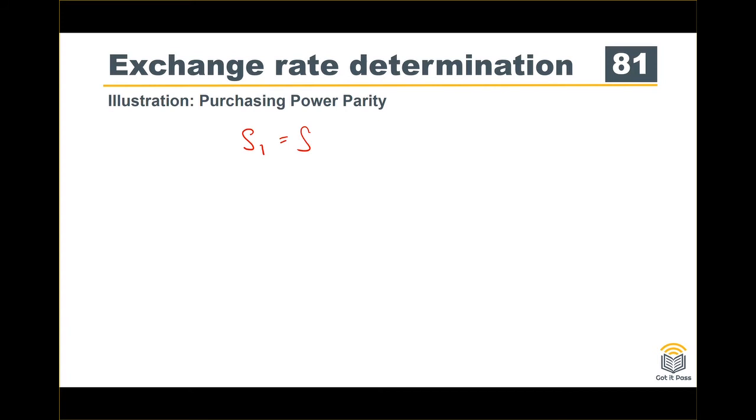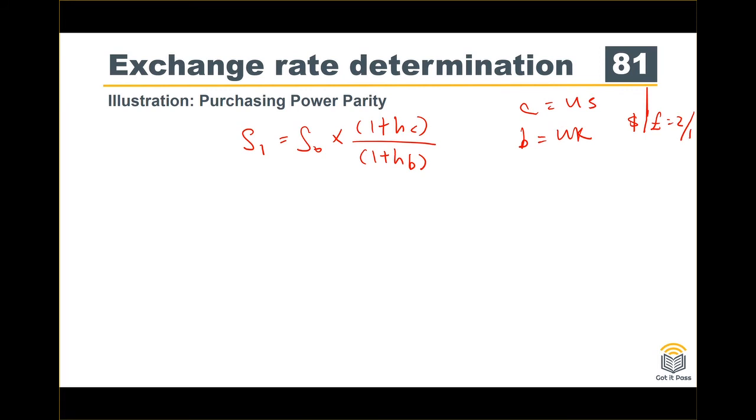S1 = S0 times (1 + hC) divided by (1 + hB), right? And here, C is US and B is UK, because given the dollar to pound is 2 divided by 1, it means 1 pound exchanges for $2. So here, S0 is 2, and the US inflation is 10%. For UK, the inflation is 7%.